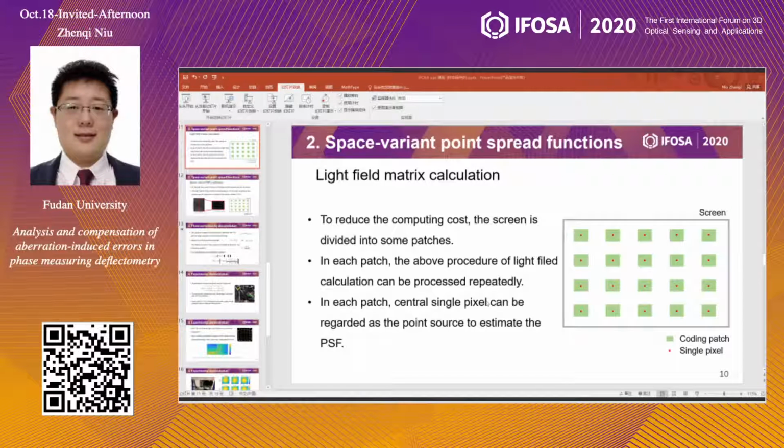The size of the patch is set according to the size of the calculated PSF. So the image is divided into patches according to the size of the estimated PSF. Okay, what is the relationship?